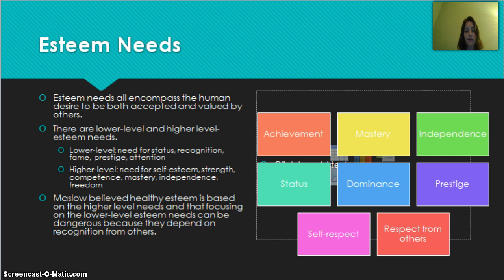Maslow believed that healthy esteem is based on these higher level needs of self-respect, because higher level esteem needs are based on our internal feelings of accomplishment, while the lower level needs are based on external feelings of accomplishment, which have to come from others. If someone is not able to meet these esteem needs, it can lead to an inferiority complex, and a person may feel weak or helpless. This makes it impossible for them to continue on to the final stage in his original theory of self-actualization.